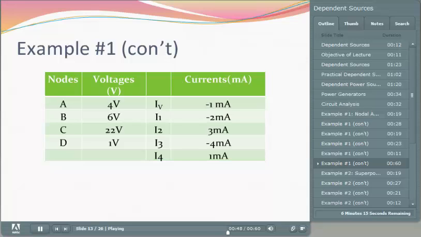I3 is equal to the current leaving the dependent source, which is also equal to minus 4 milliamps because R3 and the dependent current source are in series.